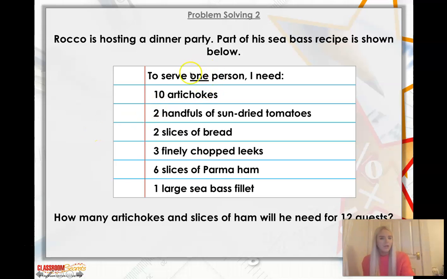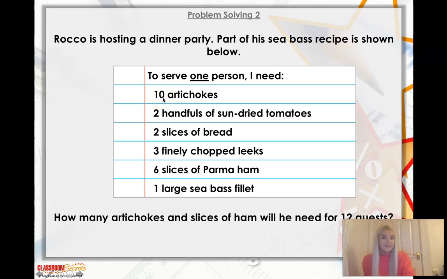Now, I want you to have a go at thinking, because Rocco has got a recipe for 1 person, how many artichokes, what will it have to be multiplied by to be able to serve 12 guests? And same with the ham. Can you just tell the screen, what will it need to be multiplied by if he wants to serve 12 guests? Fantastic. It will be multiplying it by 12, wouldn't it? Well done. Have a go.